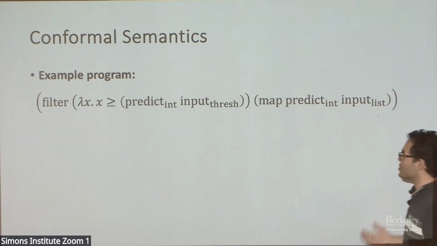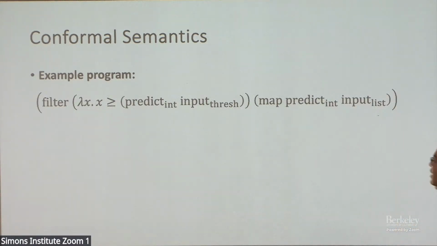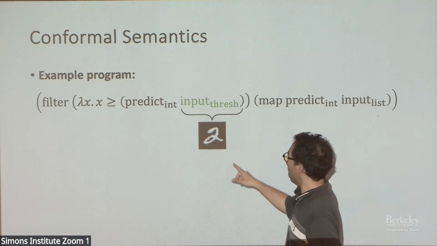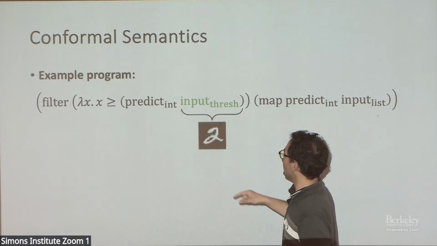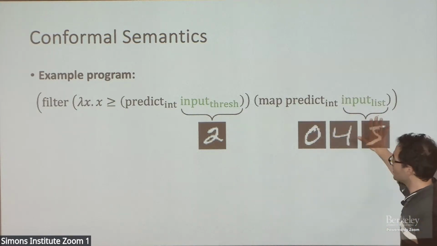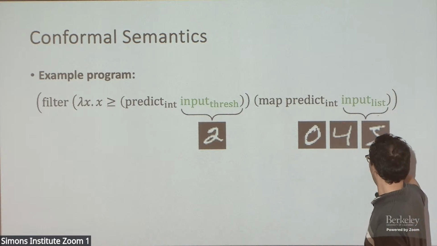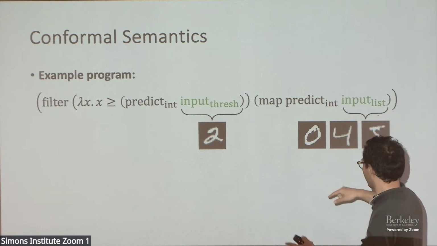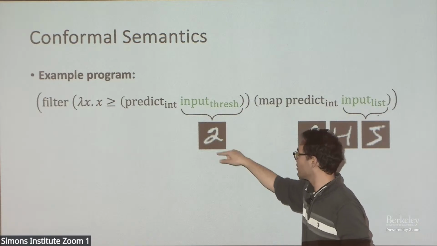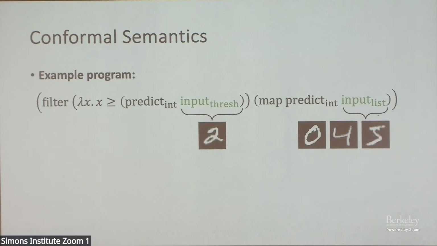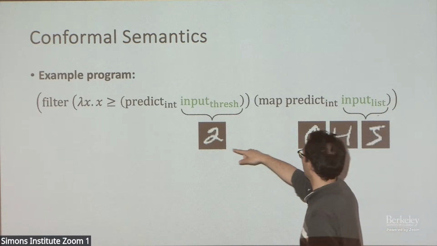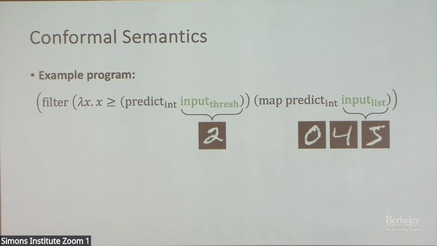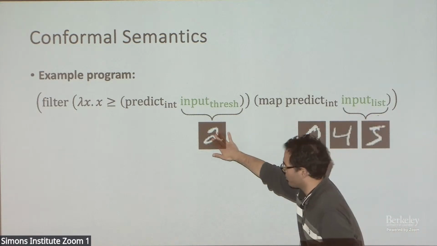Well, if we have a neurosymbolic program that has some neural networks in the loop. So here, this is a simple example. What this program is doing is we take as input a list of digits represented as images and another digit represented as an image. And it basically wants to filter everything in this list that's bigger than or equal to this number.